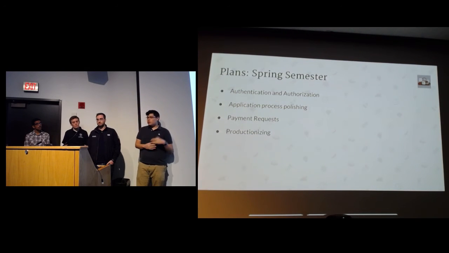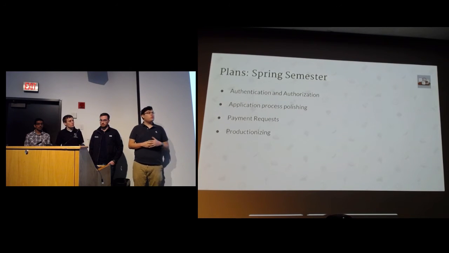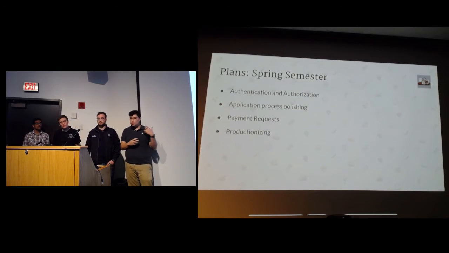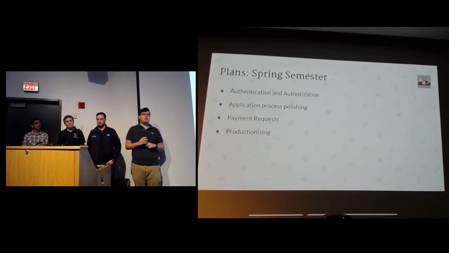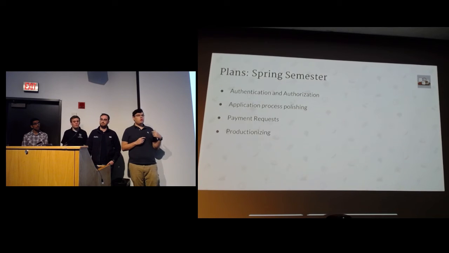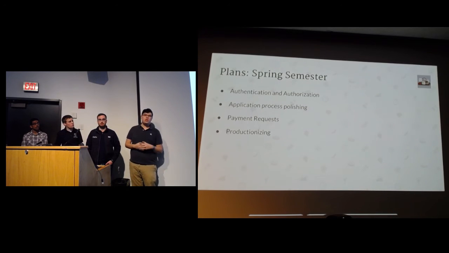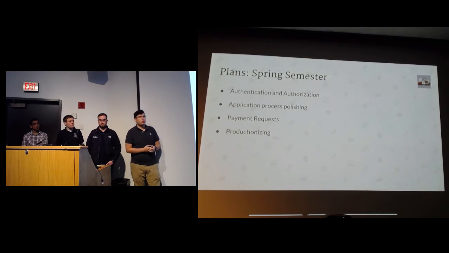So our plans for next semester is we think we're going to be doing 4 sprints, and that kind of falls into place with what we have planned, which is we have to make sure we get authorization and authentication down, because that is, again, using Wegmans' existing infrastructure to do so. Then we have to do application process polishing, and that's going to finish that. Then we're going to do payment requests, and then final polishing for production, because we do want to get this out into production for Wegmans to use.